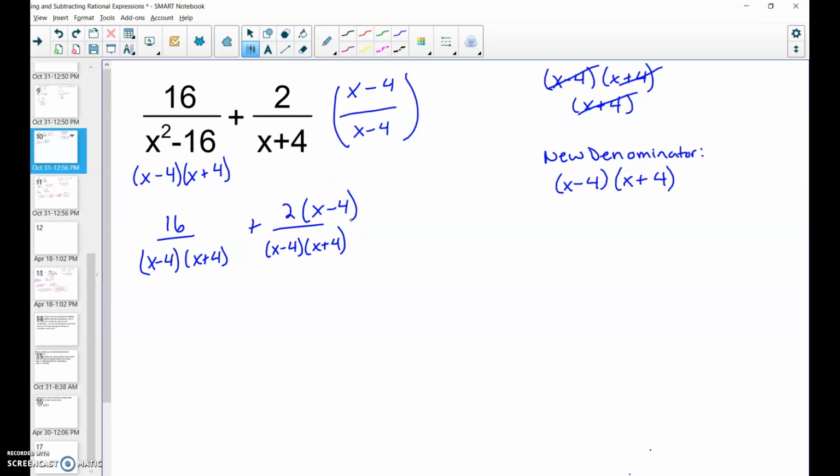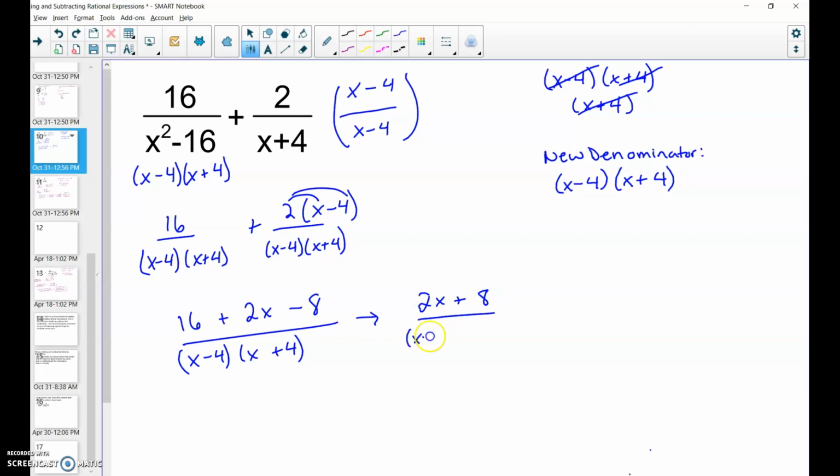Okay, now that my denominators are the same, I'm going to go ahead and combine my fractions. So I have 16 plus, and I'm going to distribute this 2 as well. So 2x minus 8 over the same denominator. Okay, and I can clean this up a little bit, simplify it a little further. 2x plus 8 over x minus 4, x plus 4.